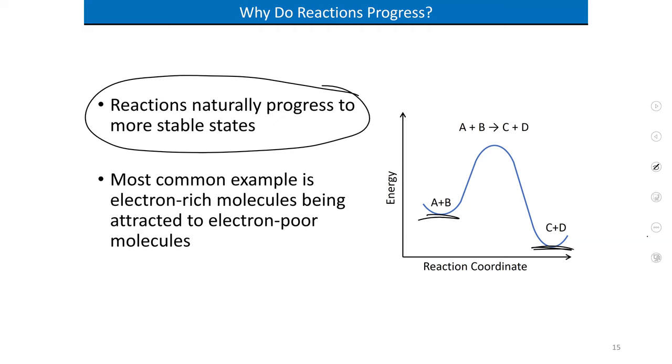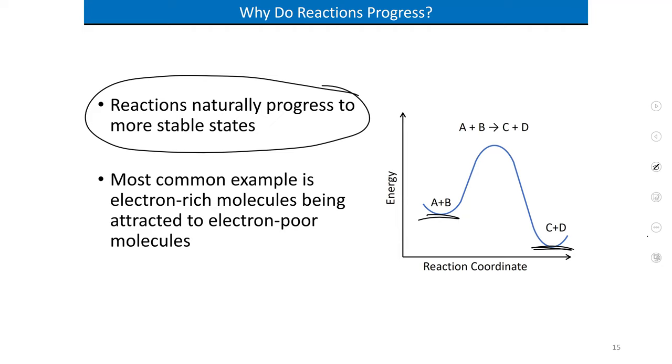If we want to talk about the process, though, of going from A plus B to C plus D, then something else has to happen, because even spontaneous processes that are downhill in energy don't necessarily happen in the real world. We have to be careful with the term spontaneous in chemistry, because spontaneous in chemistry means entropy of the universe increases. That doesn't mean it'll actually happen on a measurable time scale.